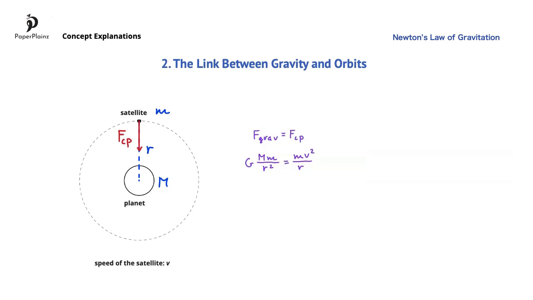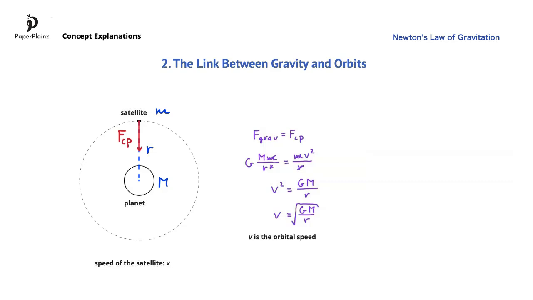The speed of the satellite, so v, is called the orbital speed. Working further to find v, we can simplify by m and by r, so we end up with the following equation. v squared is equal to G times uppercase M divided by r. From here, v is simply equal to the square root of G times uppercase M over r. As we already mentioned, v is called orbital speed.